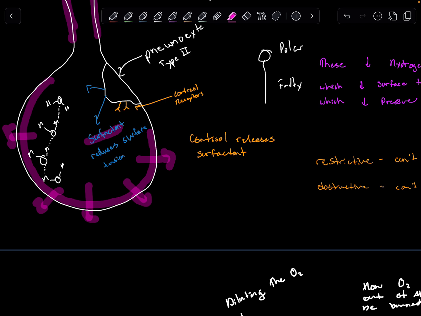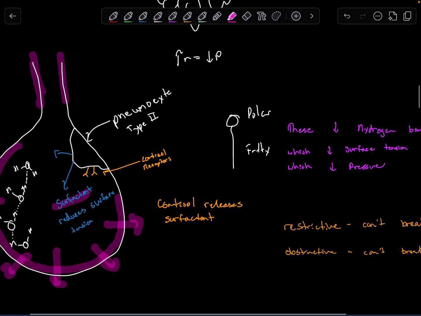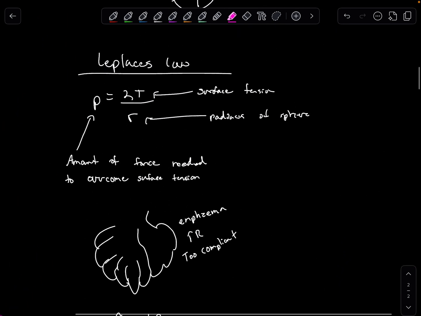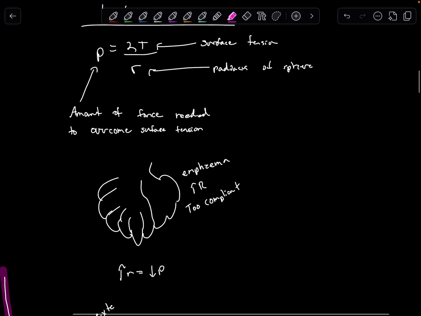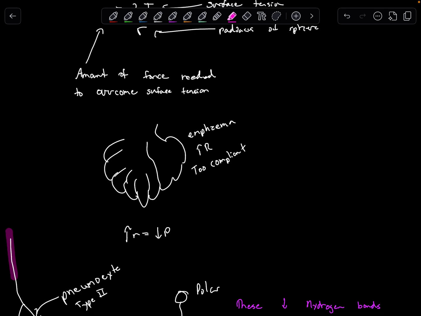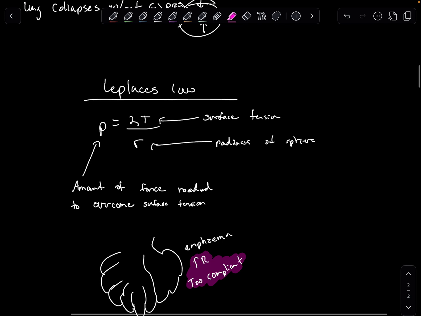Now we're going to talk about Laplace's law. So Laplace's law basically just tells us the pressure based off of surface tension and the radius of the sphere. I'm going to talk about emphysema really fast. So in emphysema, the alveolus actually gets big, becomes very compliant. And so that means that the radius gets big. Now if the radius gets big, pressure will decrease.